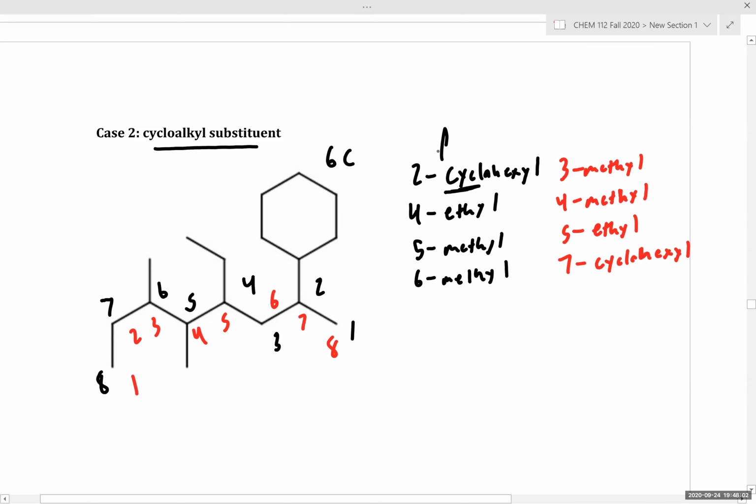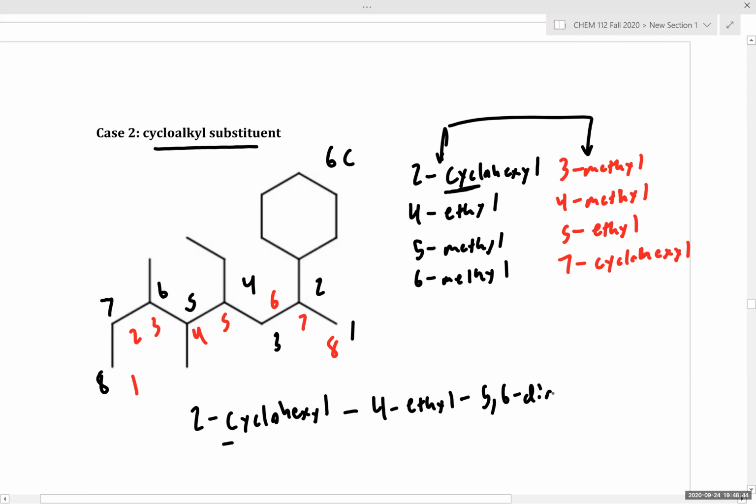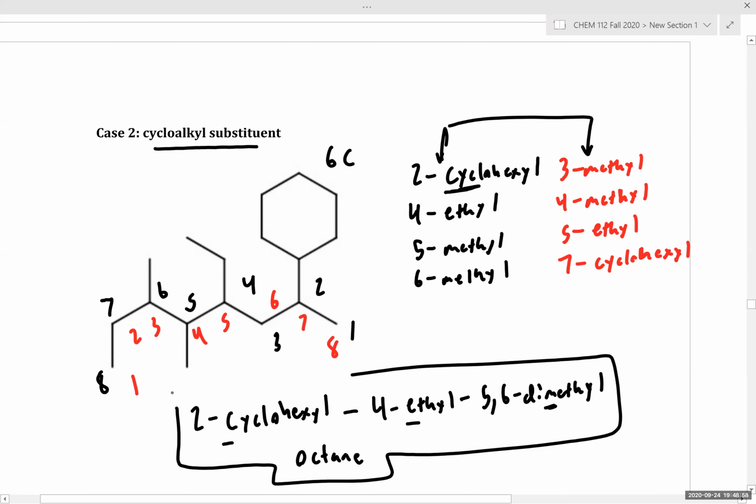Looking at our locant numbers, which of the following numbering methods gives us the lowest locant numbers? The numbering method in black, exactly right. So we're going to name this in alphabetical order as 2-cyclohexyl, because C is first alphabetically, 4-ethyl, and then 5,6-dimethyl. Remember that the di in dimethyl is not counted. Our longest chain has 8 carbons, so we call this an octane chain. Does this make sense to everyone? Is everyone comfortable with this example?